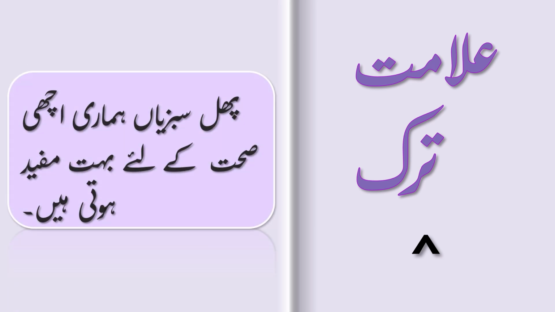Alamat-e-Tark or Caret. It is used to indicate the omission of a word in a given sentence. For example, फल सब्जियां हमारी अच्छी सेहत के लिए बहुत मुफीद होती हैं. Here the word or got left out and we can use Alamat-e-Tark to indicate its omission between the words phal and sabziyan.